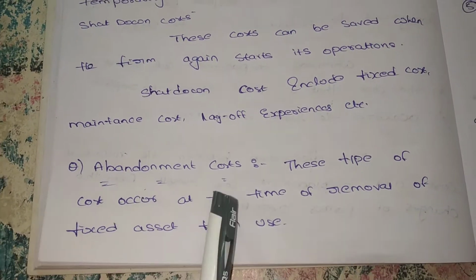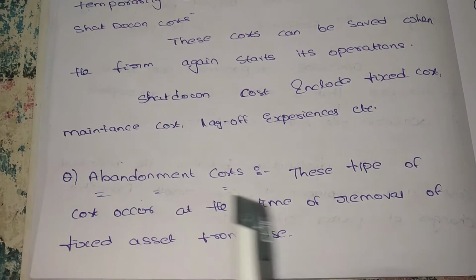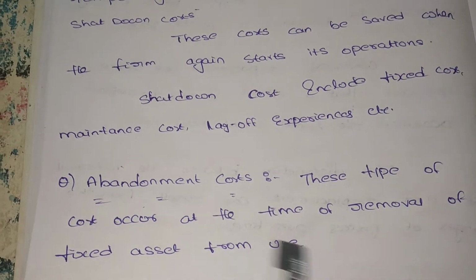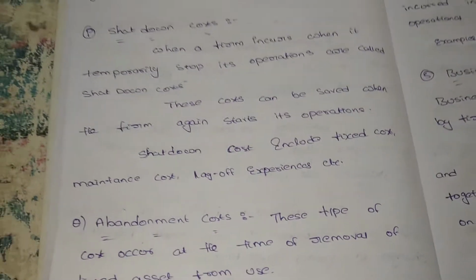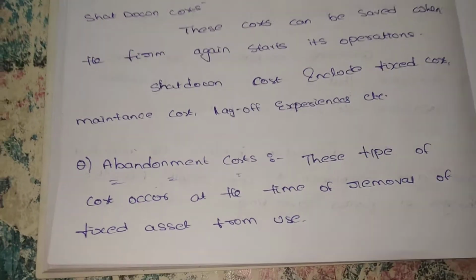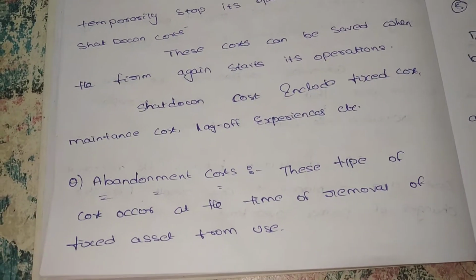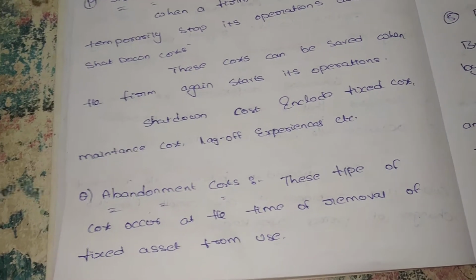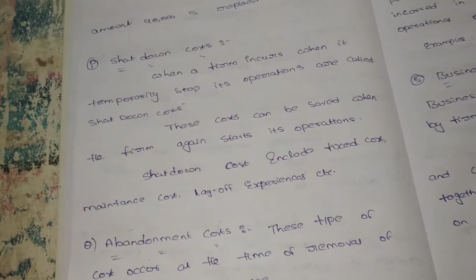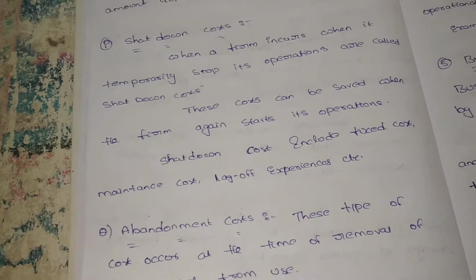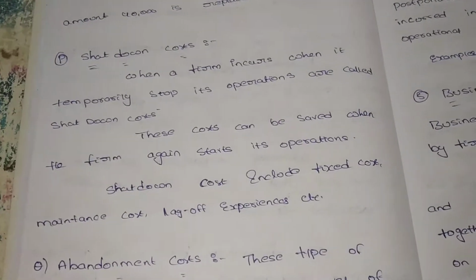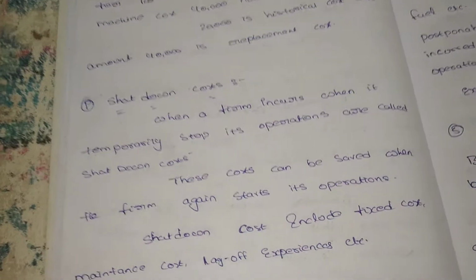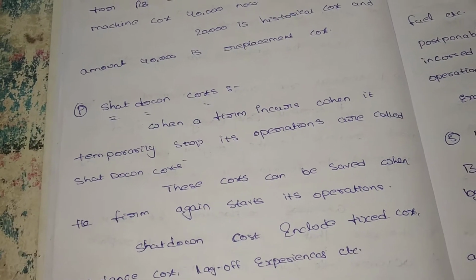Next, abandonment cost. This type of cost occurs at the time of removal of a fixed asset from use. Suppose for production in our company we use some machinery, plant and machinery, for the production process. When its useful life is completed, we remove the asset. At that time we incur some labor charges, some equipment charges like that. This type of cost is known as abandonment cost.